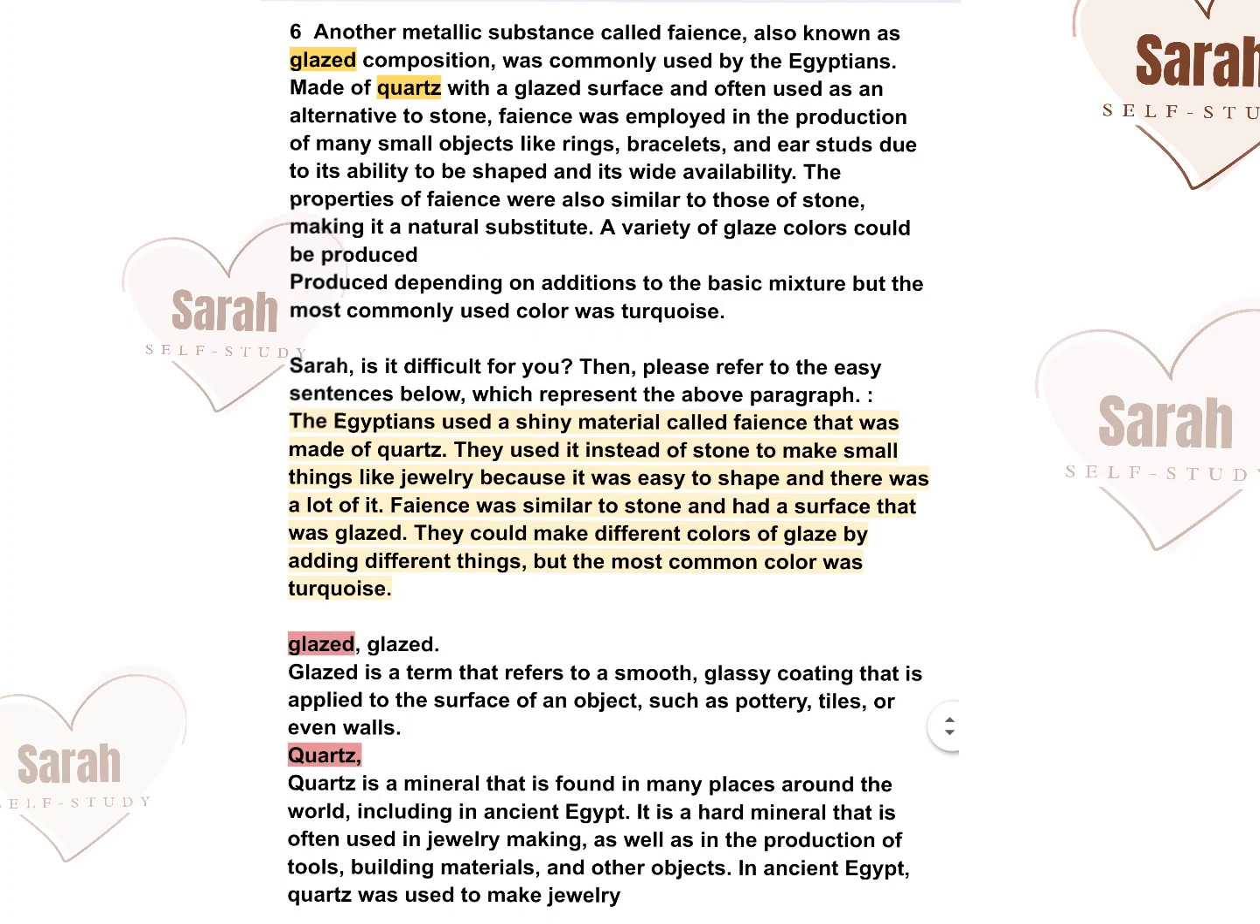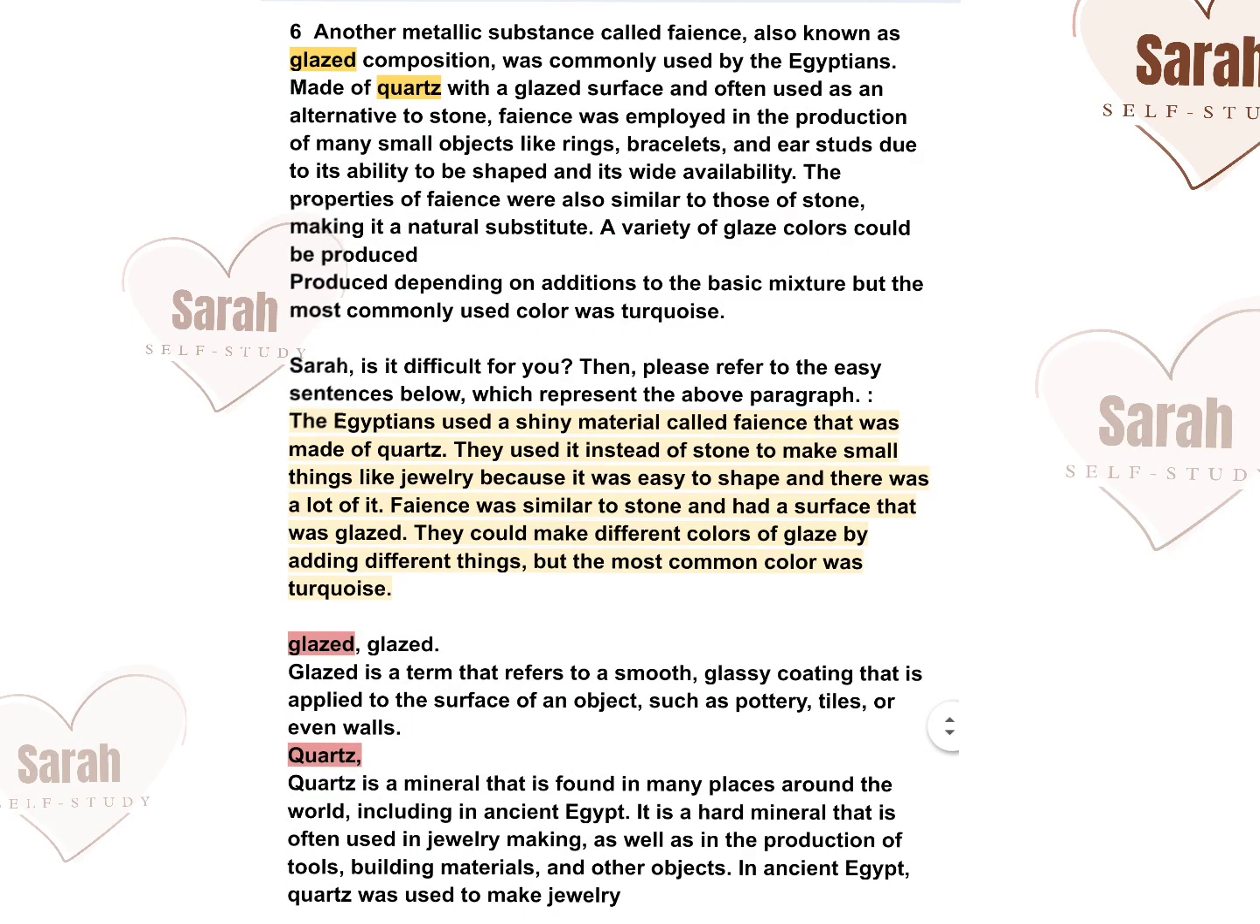Then, please refer to the easy sentences below, which represent the above paragraph. The Egyptians used a shiny material called faience that was made of quartz. They used it instead of stone to make small things like jewelry because it was easy to shape and there was a lot of it. Faience was similar to stone and had a surface that was glazed. They could make different colors of glaze by adding different things, but the most common color was turquoise.